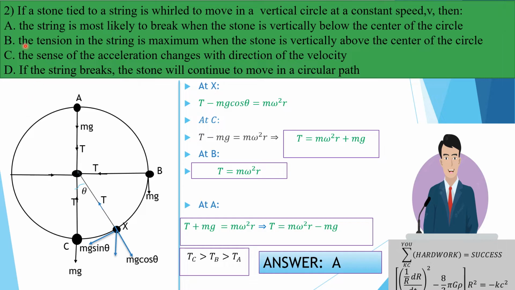But again, let's just discuss why B, C, and D are wrong. B says the tension in the string is maximum when the stone is vertically above the center. Of course, that's not true, because when it's here, the tension is rather minimum at A here. C says the sense of the acceleration changes with direction of the velocity. That's not true, because the acceleration is always directed towards the center.